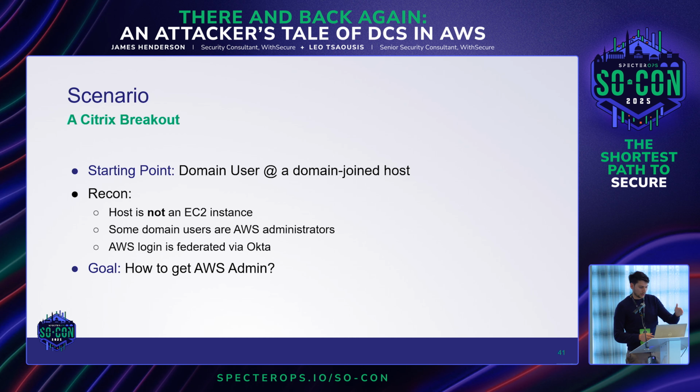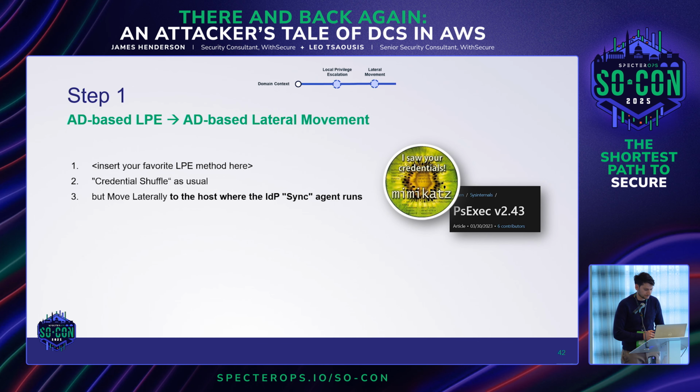Let's say that the AWS login and access is regulated by Okta. So our goal is: how do we get into AWS and ideally get AWS admin? This particular path requires you to first elevate your privileges locally. That's a method you'll have to bring yourself. This isn't necessarily relevant. Pick your favorite one.